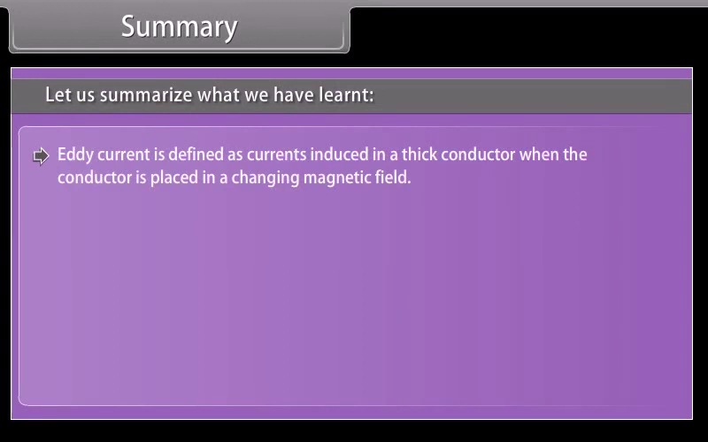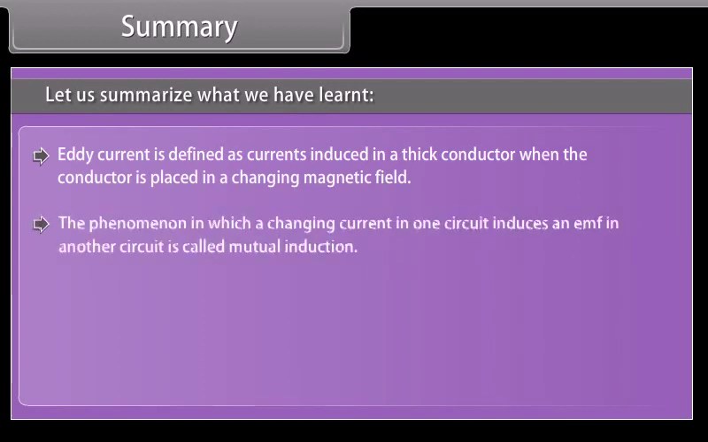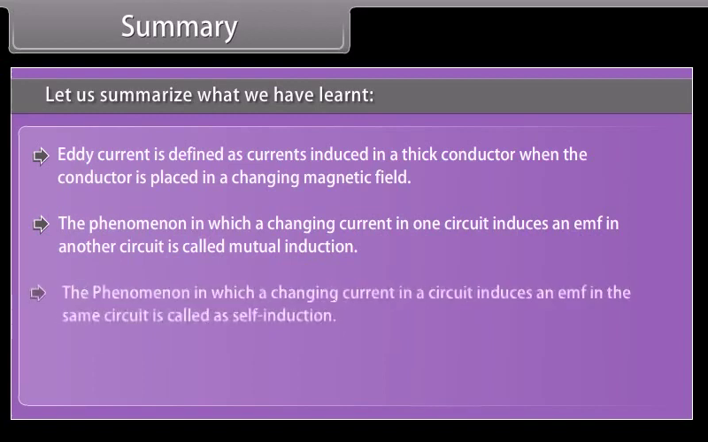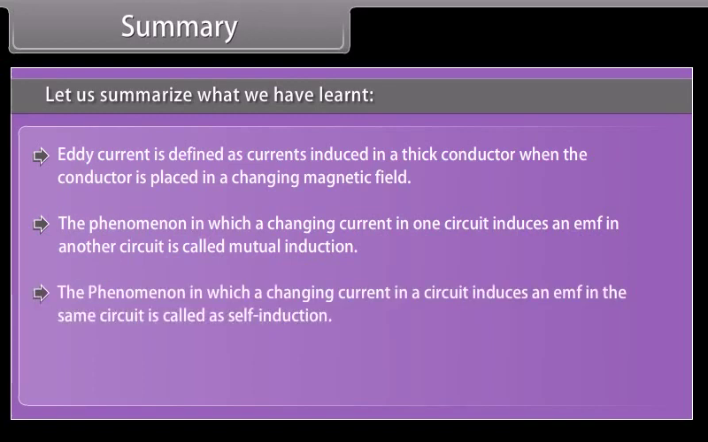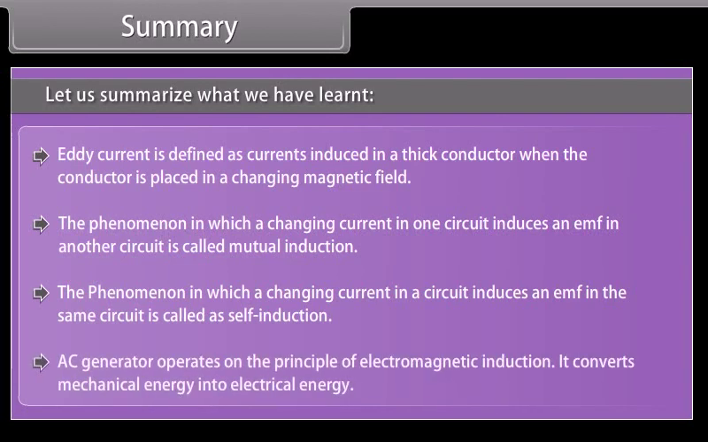Eddy current is defined as currents induced in a thick conductor when the conductor is placed in a changing magnetic field. The phenomenon in which a changing current in one circuit induces an EMF in another circuit is called mutual induction. The phenomenon in which a changing current in a circuit induces an EMF in the same circuit is called self-induction. AC generator operates on the principle of electromagnetic induction. It converts mechanical energy into electrical energy.